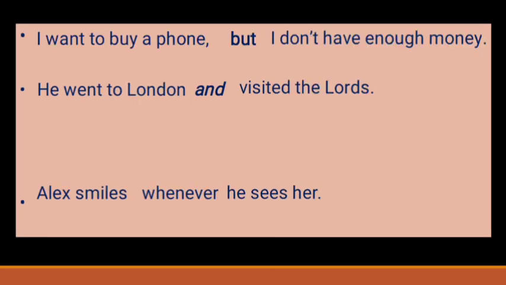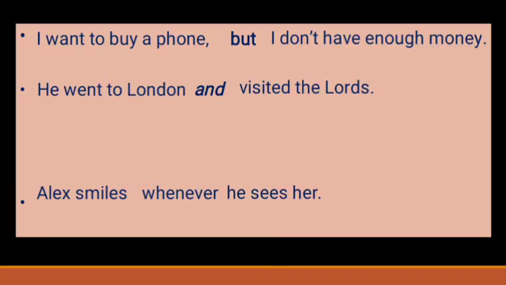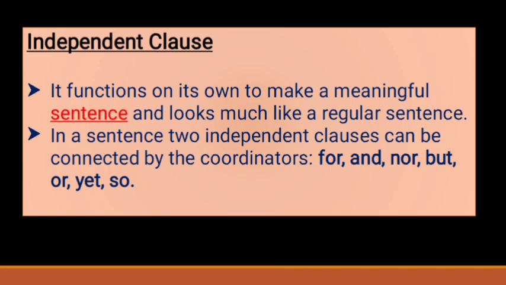So let us continue with examples. We have these 3 sentences. I want to buy a phone, but I don't have enough money. He went to London and visited the Lords. Alex smiles whenever he sees her. In the first sentence, can you predict how many clauses we have? Going back to the definition, in a sentence, 2 independent clauses can be connected by the coordinators for, and, nor, but, or, yet, and so.